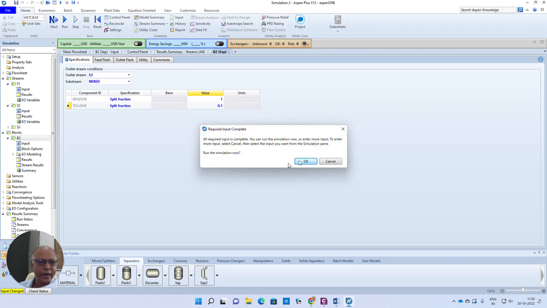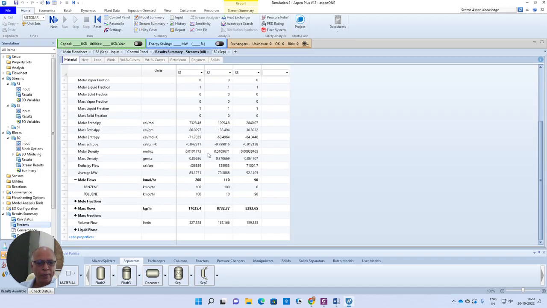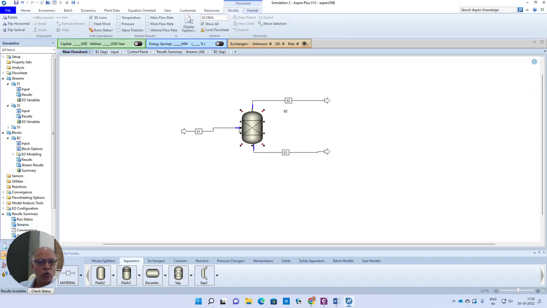So let me run this again and look at the stream summary. Now you can see all the benzene is going into stream 2. Out of 100, we said 10% is allowed. 10 moles are sent into stream 2. The remaining 90 moles are going out into the other stream. So this way, you will be able to pick and place whatever amount of separation that you want.